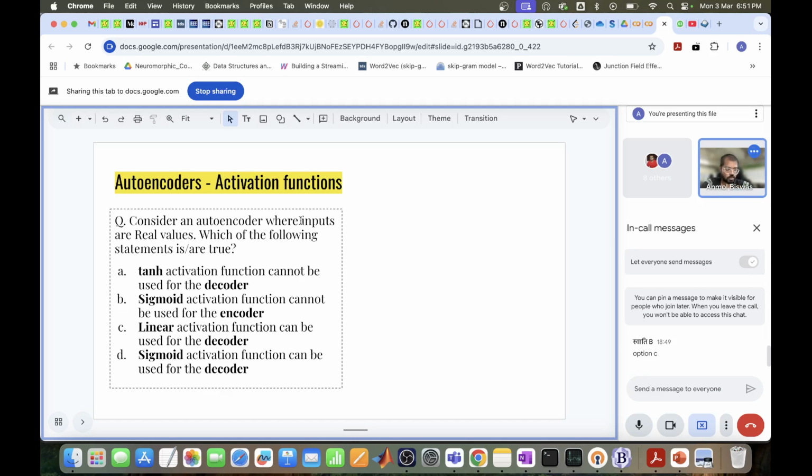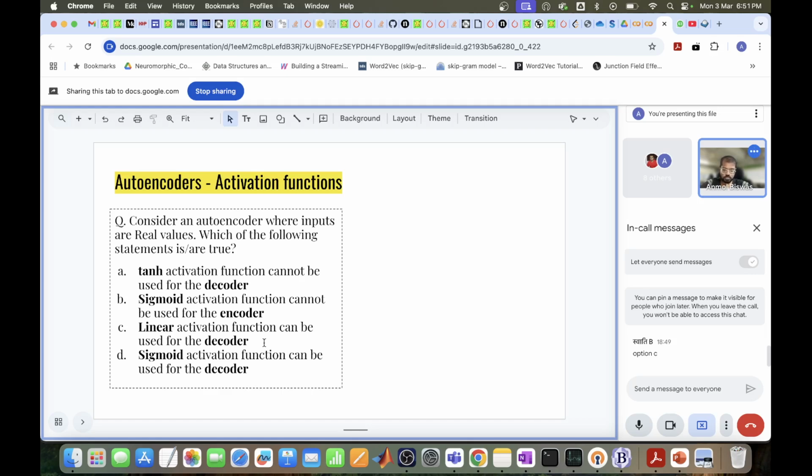So what you actually want on the decoder side, where you want to generate the same kind of value as the input, is basically nothing. You don't want any activation function. You basically want a linear activation function. So C is one of the correct options. A linear activation function can be used for the decoder because you are aiming for real value outputs.